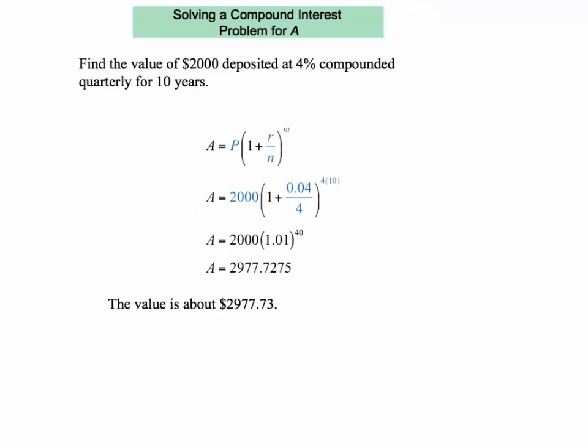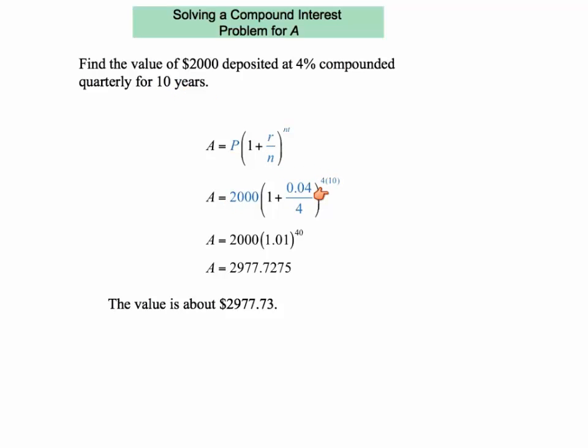So let's take a look at some examples. Here we want to find the value of $2,000 deposited at 4% compounded quarterly for 10 years. We're going to start with the formula: A is equal to P times (1 plus R over N) to the power of NT. We know how much we deposited, P would be 2,000. And we know the rate is 4%, which is 0.04. Now the N, it says compounded quarterly, so N must be equal to 4.